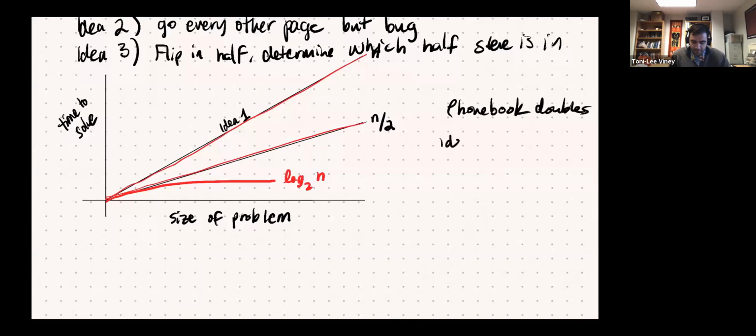Idea 1 now takes 2,000 operations if our friend is on the last page, right? It went from 1,000 to 2,000 pages. If our friend is on the last page, it takes 2,000. Idea 2 is faster, but it still takes 1,000 pages. If we double the size of the phone book, how many more operations can we expect there to be maximum for that third algorithm? 1. That's the beauty.